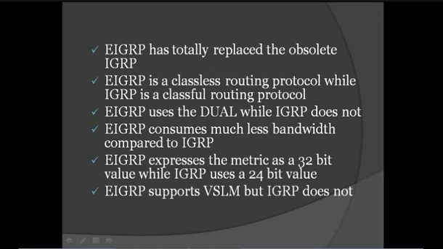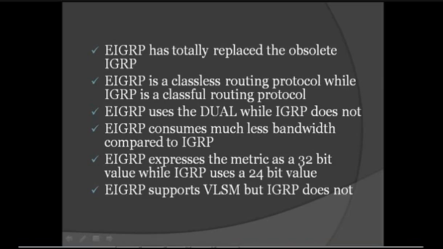EIGRP has totally replaced the obsolete IGRP. EIGRP is a classless routing protocol, while IGRP is a classful routing protocol. EIGRP uses DUAL, while IGRP does not. EIGRP consumes much less bandwidth compared to IGRP. EIGRP expresses the metric as a 32-bit value, while IGRP uses a 24-bit value. EIGRP supports VLSM, but IGRP does not.